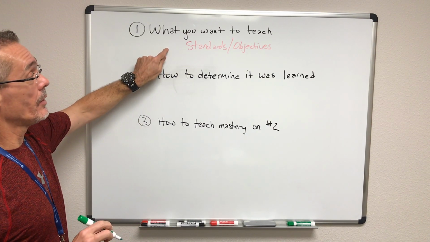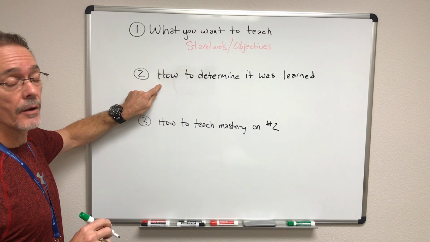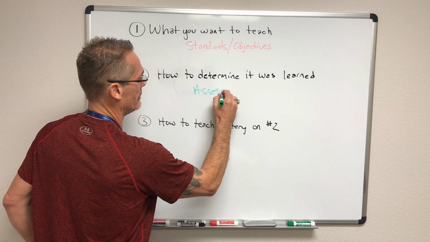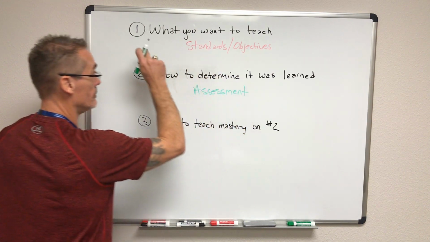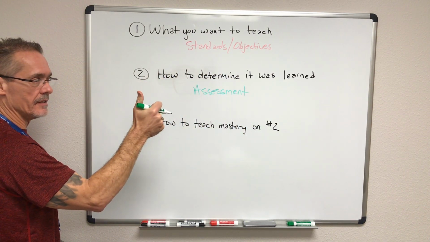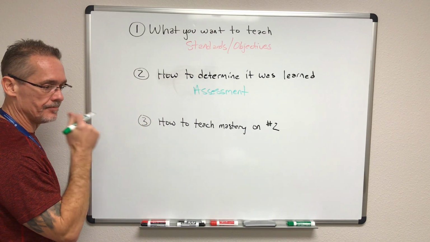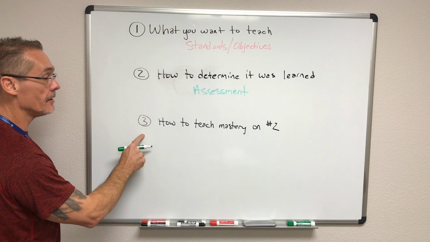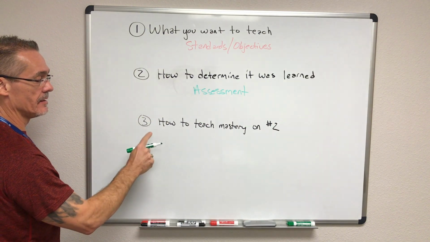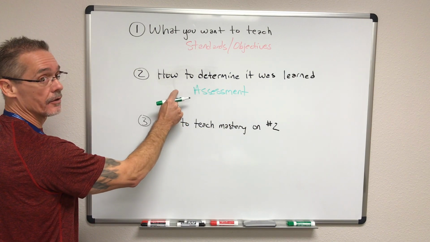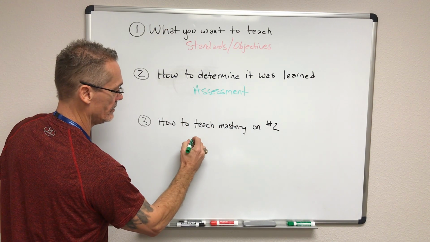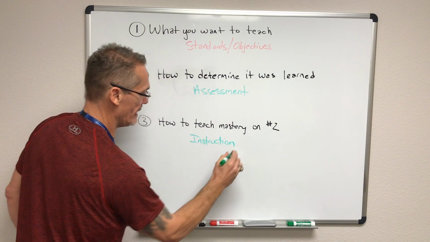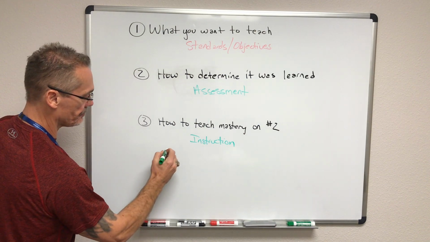After we determine what we want to teach, how are we going to determine if they learned it, right? Assessment. So first we decide what we want to teach. Second, we decide how am I going to measure that they're learning that. And then the third thing after the assessment is how are we going to teach mastery on this? How are we going to create success here? So instruction, right? Now, I consider this input.